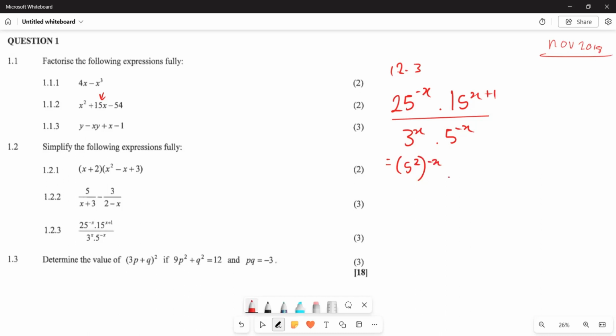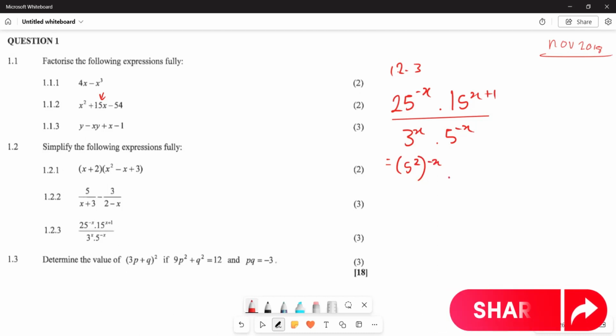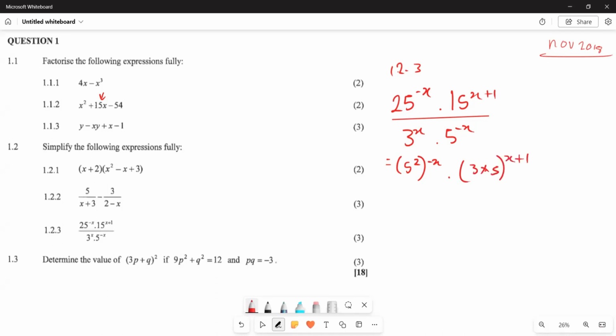And then this is going to multiply by 15. Now 15 is simply 3 multiplied by 5, and this is to the power x plus 1. And similarly, you are dividing this by 3 to the power of x multiplied by 5 to the power of negative x. Are we fine? And then from here, you are going to multiply by our exponent. So this is going to be 5 to the power 2 subtract x. This is same as 5 to the power, negative 2x rather. This is going to be negative 2x, right?